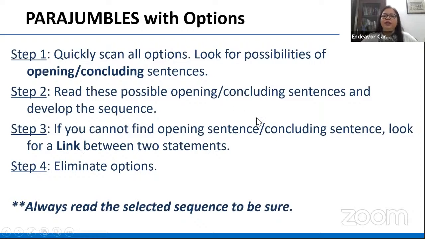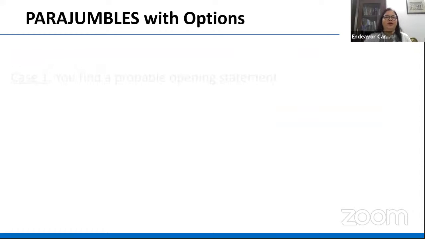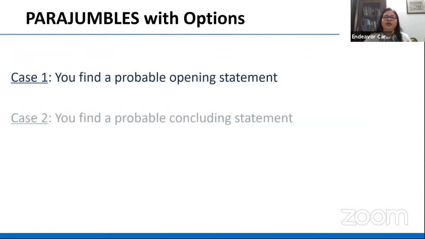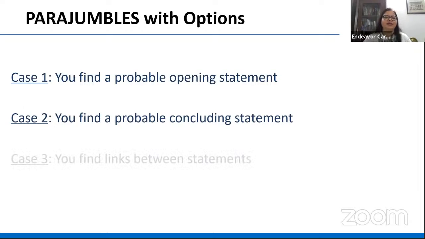If you cannot find an opening or a concluding sentence, look for a link between the several statements. Look for a pair you can establish, read the options, look at where this link comes, try to narrow down your options and eliminate the incorrect ones, okay? Let's take a look at some of these scenarios. So we're going to examine three cases here.